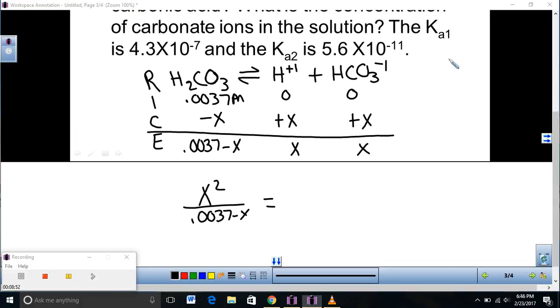If you'll notice, there's a Ka1 and a Ka2 because it has two hydrogens coming off. The Ka1 is for the first hydrogen. The Ka2 is for the second hydrogen. You can see that the number gets a lot smaller, meaning it's not real favorable for that second hydrogen to come off. It's not great favorable for the first hydrogen to come off.